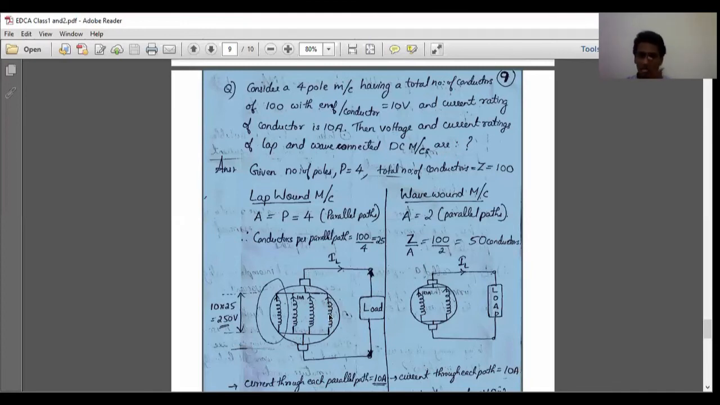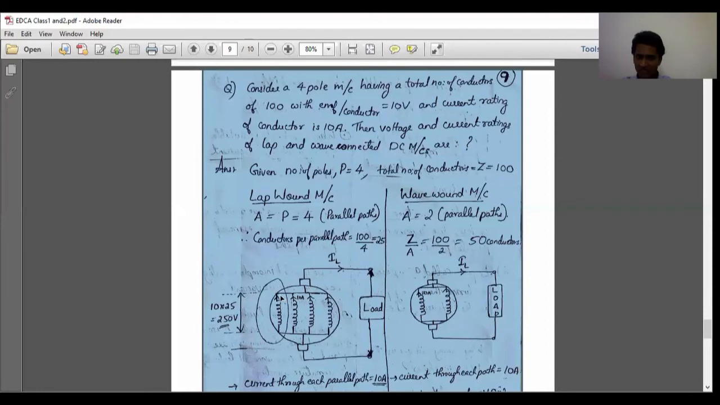And it is mentioned EMF per conductor. That means what type of machine is it? It is a DC generator. Let us consider it as a DC generator. Then, according to a DC generator, the armature is giving current outside of the armature. That means we are drawing current from the armature, so current should flow outward from the armature. That is IL to the electrical load. Clear? So what will be the value of this IL?